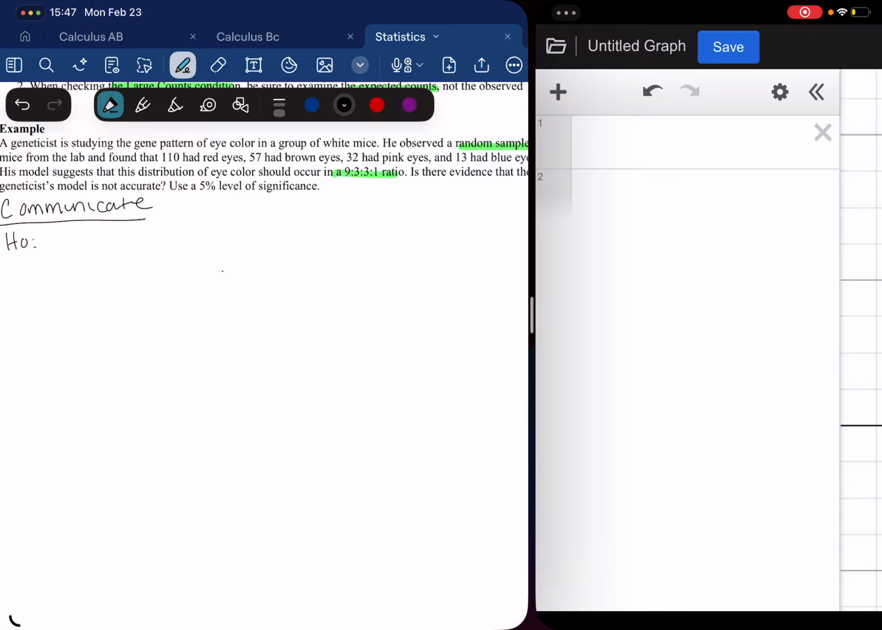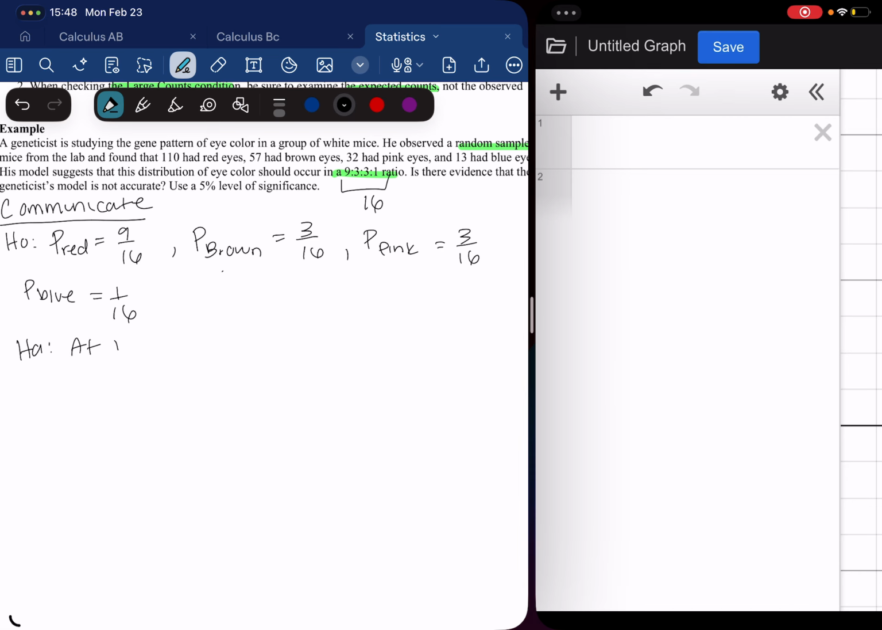Okay. Then I move on to calculations, and I'm out of room. That's okay. I'm just going to go up here and erase some things for space. Okay, so calculate. I'm still going to write the name of my inference. And so this is a Chi Squared goodness of fit test.